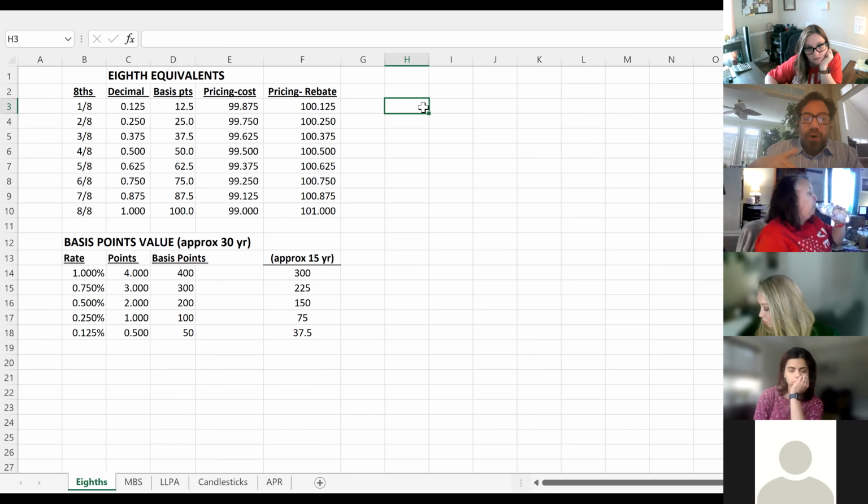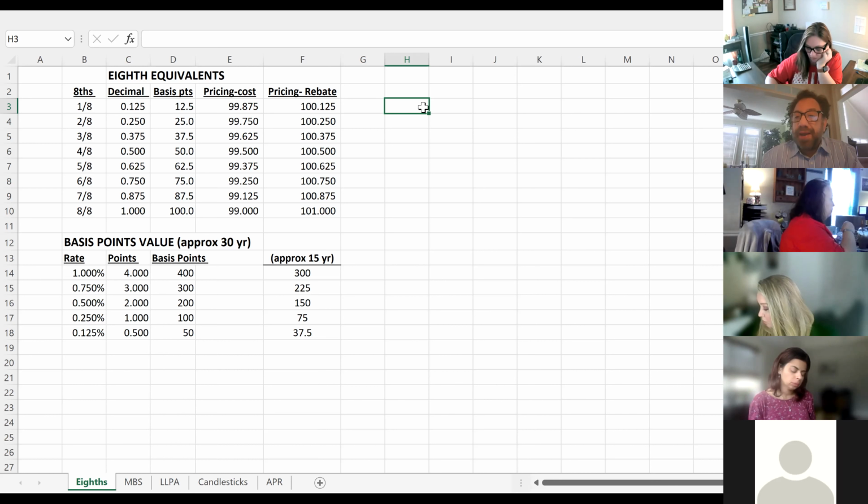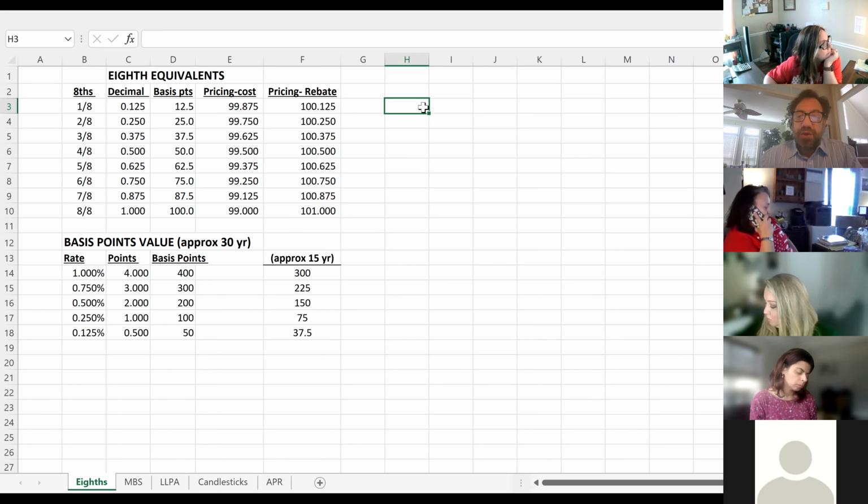So we express that number in terms of par being 100.000. And if it costs money, we subtract. So if it costs 1/8 of a point, you would see a price of 99.875. If it was a rebate, then you'd see 100.125. And that way, there's no misunderstanding.